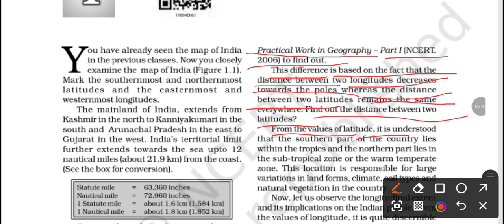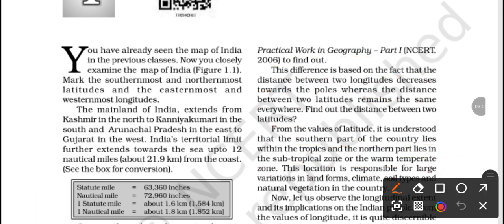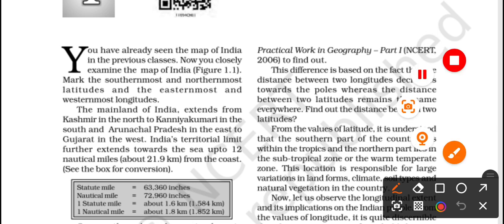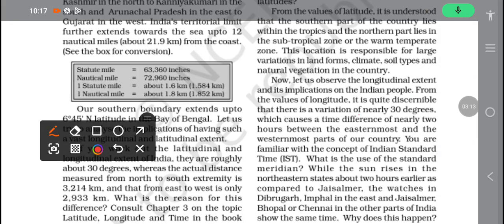From the value of latitude, it is understood that the southern part of the country lies within the tropics and the northern part lies in the subtropical zone or the warm temperate zone. This location is responsible for large variation in landforms, climates, soil types, and natural vegetation in the country.